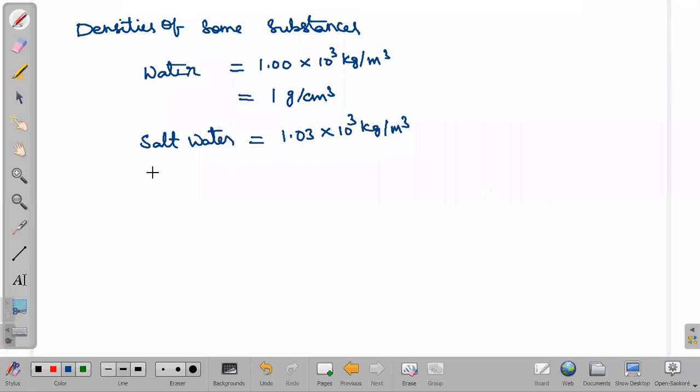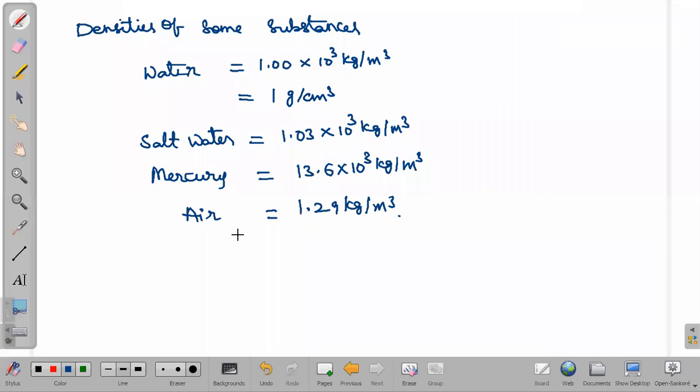And mercury, if we write, mercury density is 13.6 into 10 to the power of 3 kg per meter cube. So it is a high density material. It is a metal, a high density metal. And this is a simple one, air. Air will have a density of 1.29 kg per meter cube. So these are the different values of densities which we will come across in general. So that is about the density values.